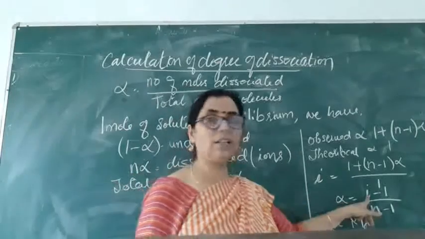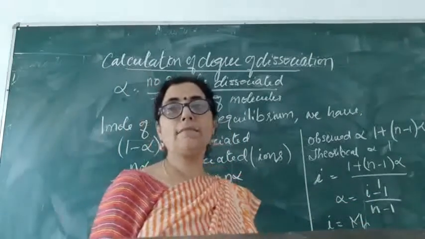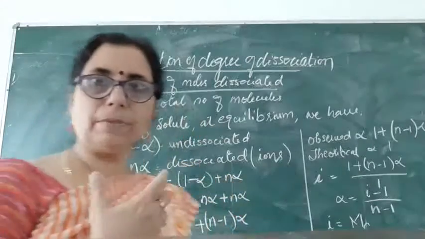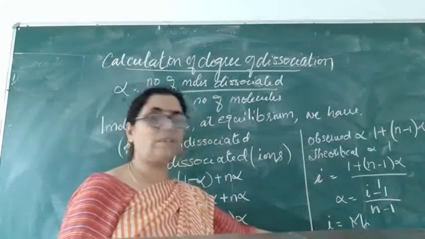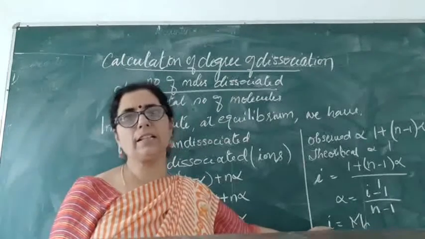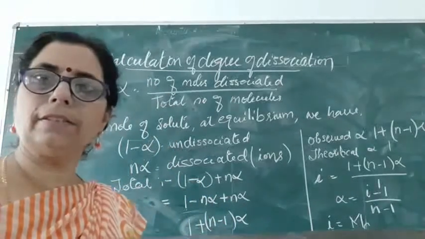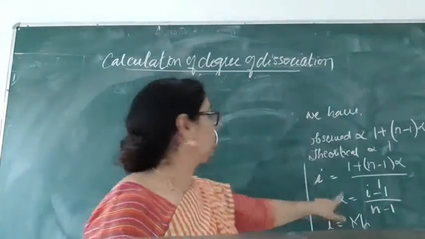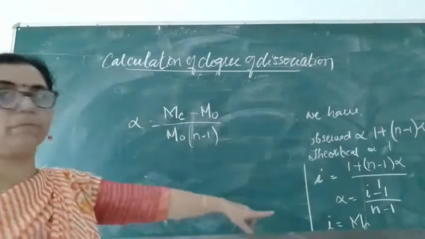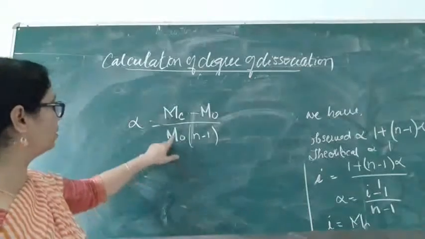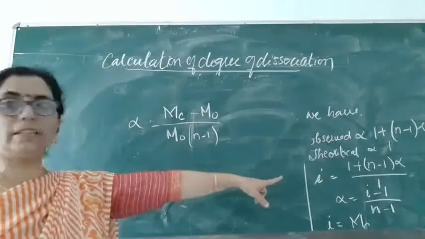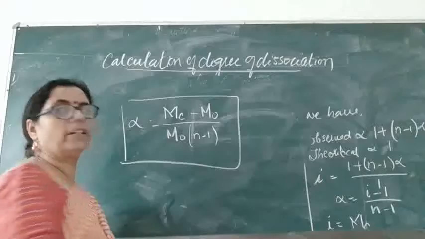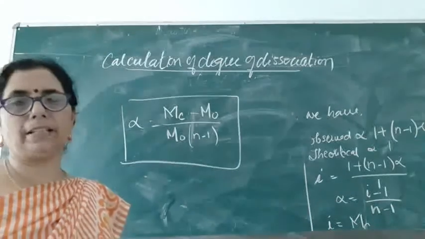And we know what i is. i is the Van't Hoff factor, where the molar mass calculated by the molar mass observed, that is the difference that will be observed, can be related to the Van't Hoff factor i. On putting this value of i in this equation, we get Mc, the calculated molar mass, by observed, minus 1, and we get this value. So this is the value for finding out the degree of dissociation that takes place in the actual reaction.